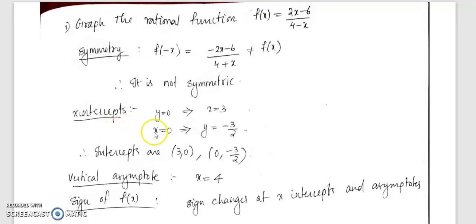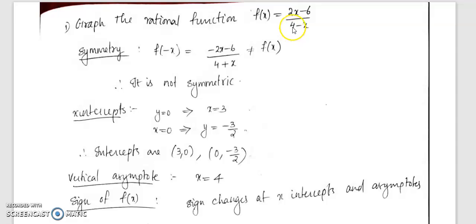Now for x intercept, y must be equal to 0. So when y is equal to 0, you will get 2x minus 6 equal to 0. So that will give x equal to 3. When x is 0, you will get y equal to minus 6 by 4. Minus 6 by 4, that will be equal to minus 3 by 2. So the intercepts will be (3, 0) and (0, minus 3 by 2).